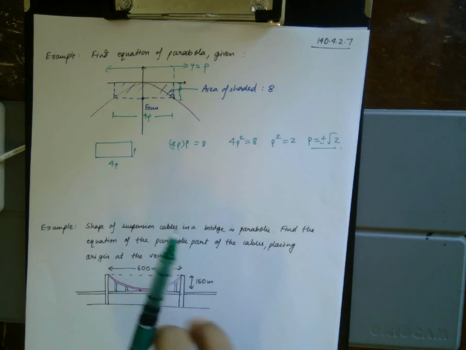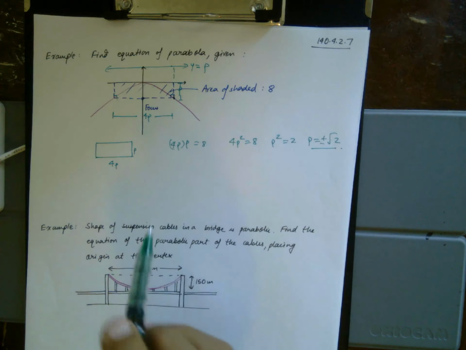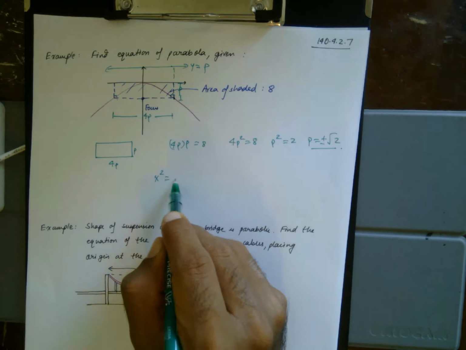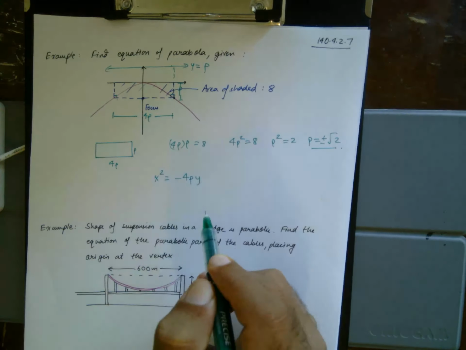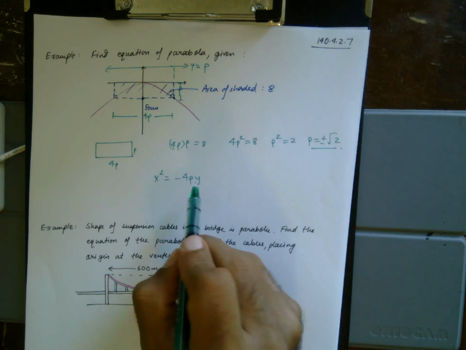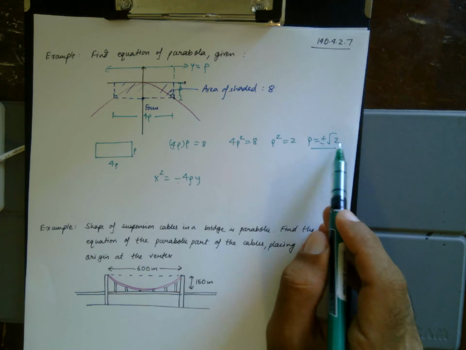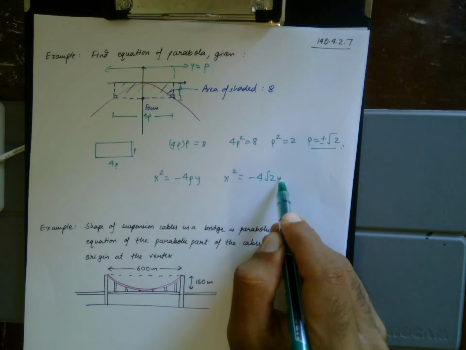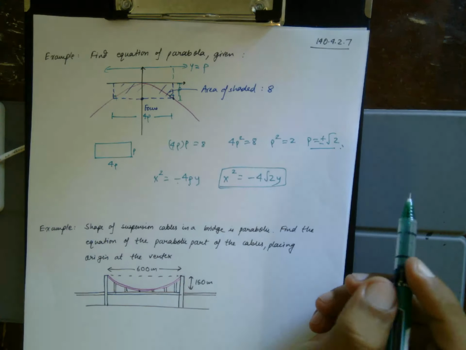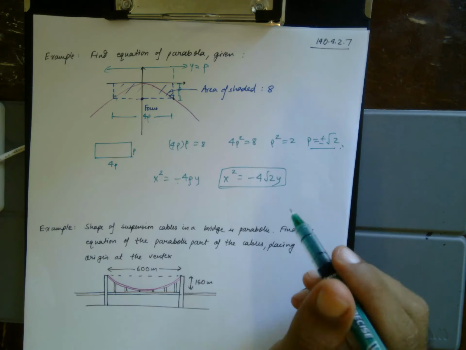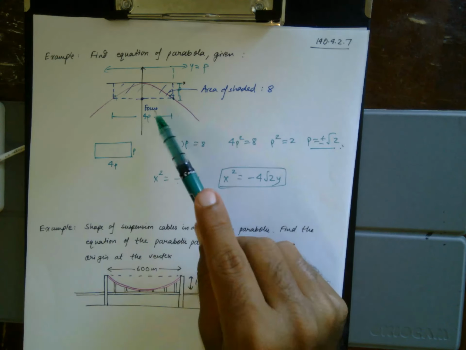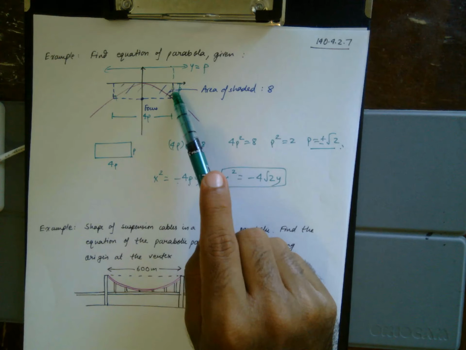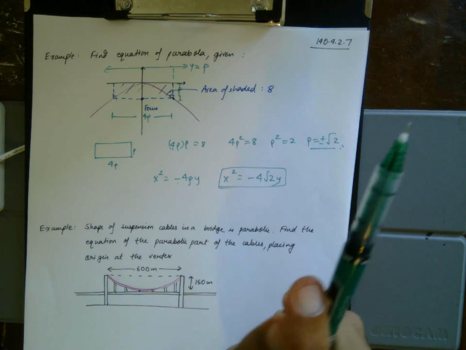But now we're given that this is actually opening downwards. So it's of the form x squared equals negative 4py. Right? So this should be negative, which means I take the positive value here. So it's x squared equals negative 4 root 2 y. So if I take this equation and I draw the latus rectum and I form this shaded region, the area is going to be 8.